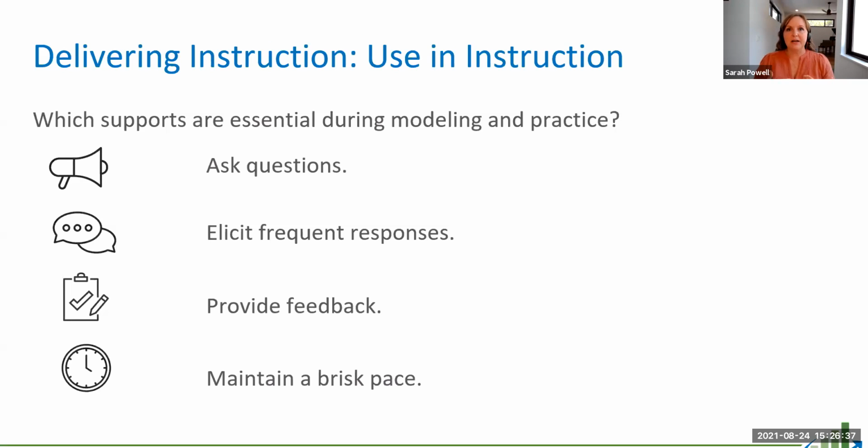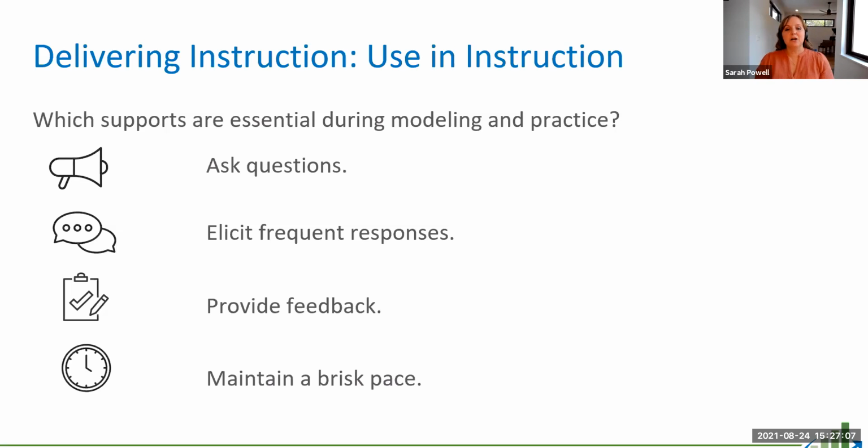The third thing we talk about in this brief in terms of supports during modeling and practice is providing feedback. So as you ask questions and provide prompts and as students frequently respond, we want to make sure that you are providing feedback to the students on a timely basis. So are you providing appropriate affirmative feedback when students are doing well? And are you providing appropriate corrective feedback when students maybe need a little bit of redirection and you need to help them move forward? What does that affirmative feedback sound like? And what does that corrective feedback sound like?